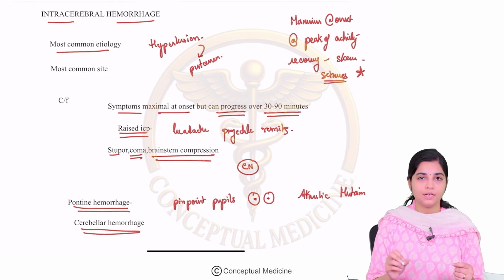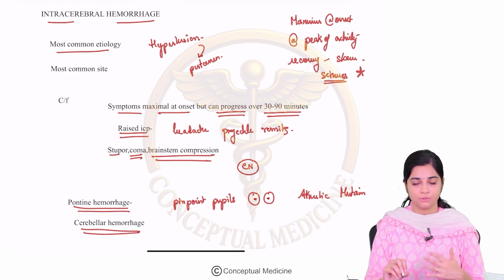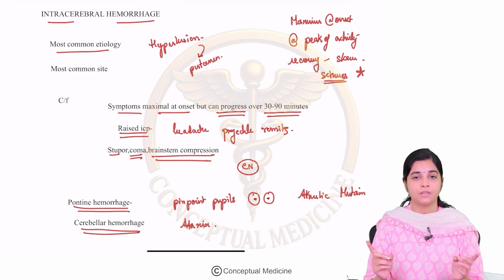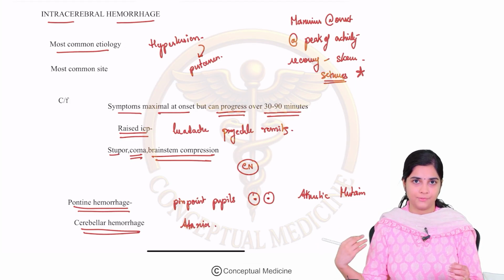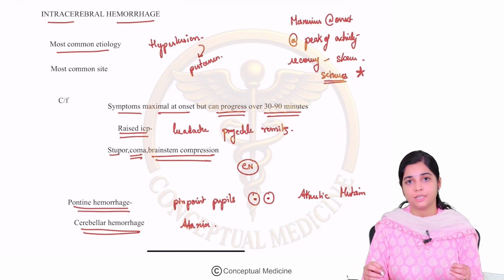Then, cerebellar hemorrhage. If there is a hemorrhage into the cerebellum, depending upon what extent is involved. If the cerebellar lobes are involved, right lobe or the left lobe is involved, then you can have ataxia. You can have ataxia to that particular site. Okay, so you can have ataxia.